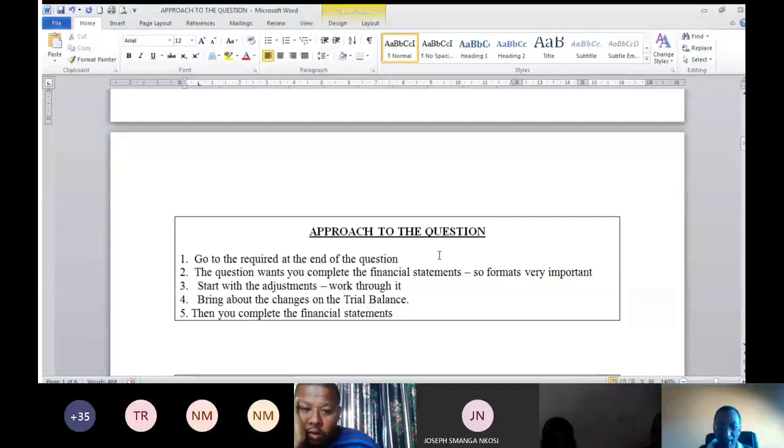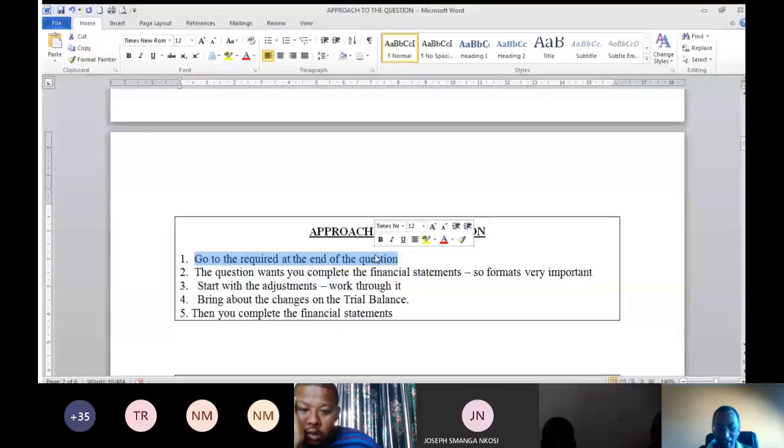Your approach to the question, guys, is that you always go to your required, which is at the end of the question, so that you can see what you are supposed to do. So go to your page 4 now. And on page 4, they tell you 4.1, you must show the cost of sales calculation. And then under 4.2, they ask you, prepare the statement of profit and loss and other comprehensive income. So now we know what we are supposed to do.